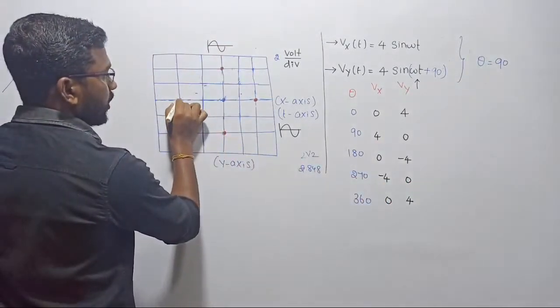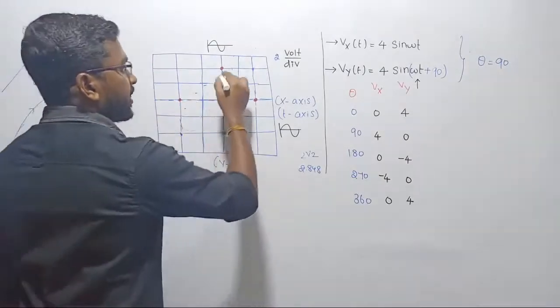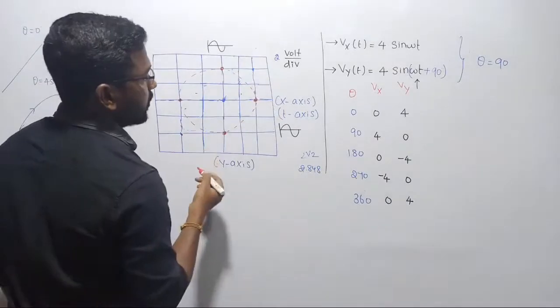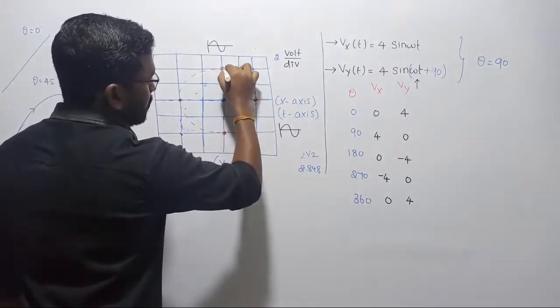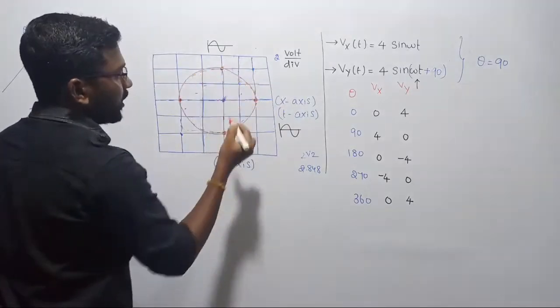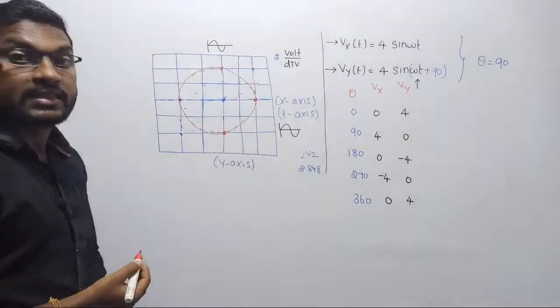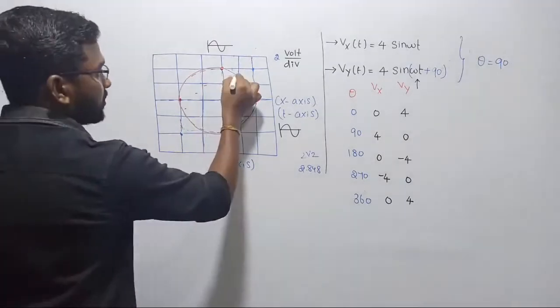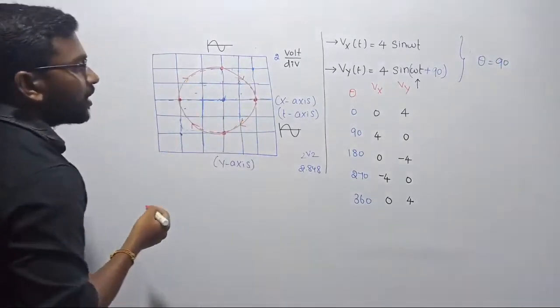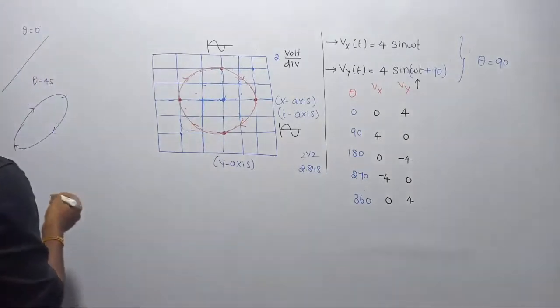X is minus 4, y is 0. Which is the direction? The direction is, I came in this way, right? Here I have not drawn the exact scale. If you observe practically, it looks almost like a circle, right? So what is the conclusion and what is the direction? The angle is 90 degrees. The direction is clockwise.